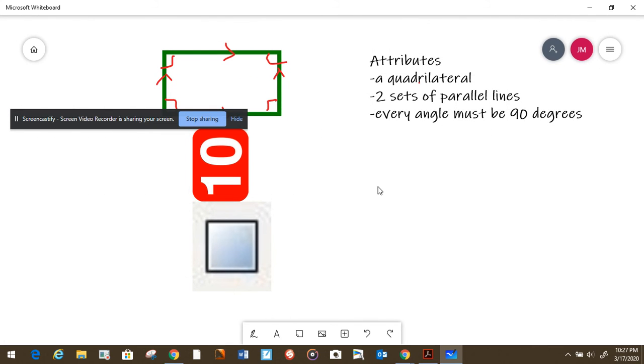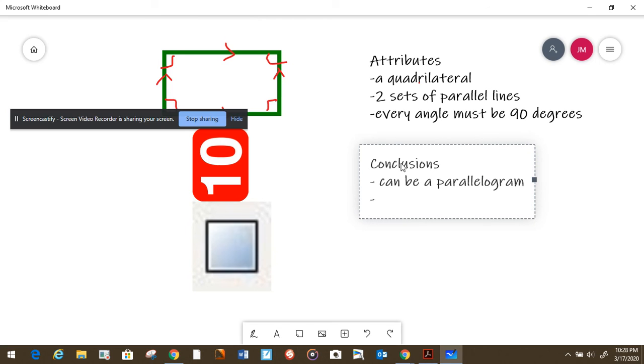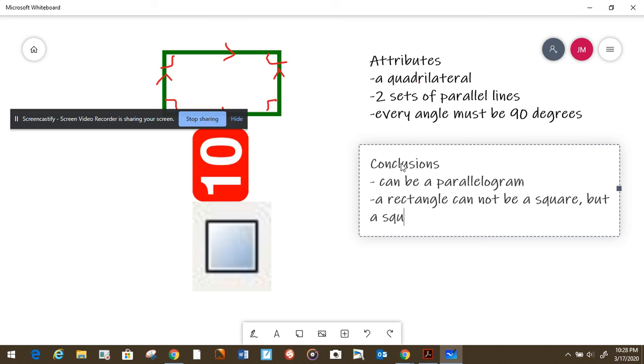All right, so let's make our conclusions. Conclusions. Okay, so we can say that a rectangle can be a parallelogram because it has 2 sets of parallel lines. Let's see what else. We already know it's a quadrilateral. So, a conclusion: a rectangle cannot be a square, but a square can be a rectangle. The square can be called a rectangle as well.